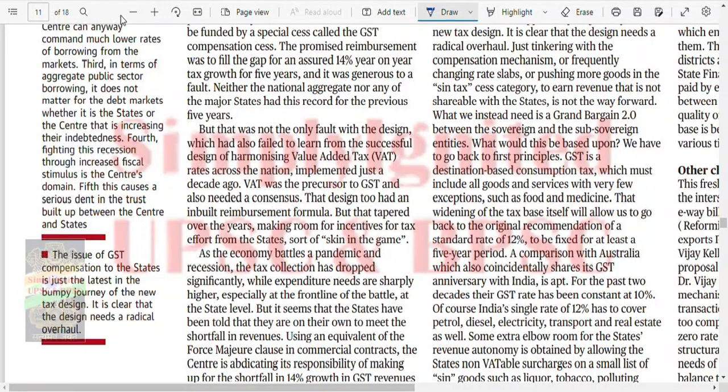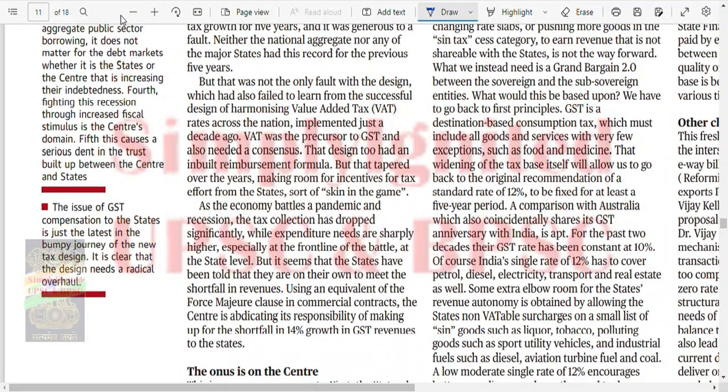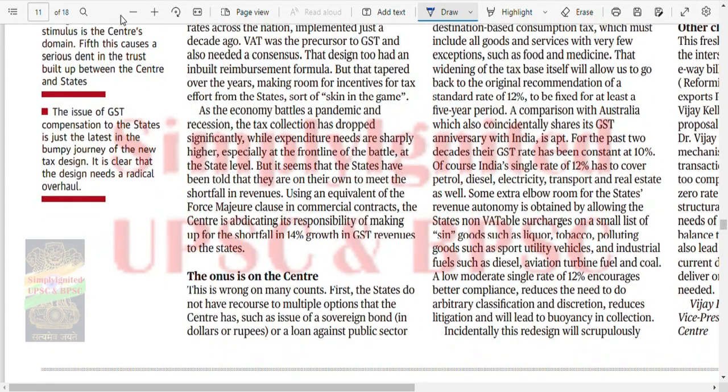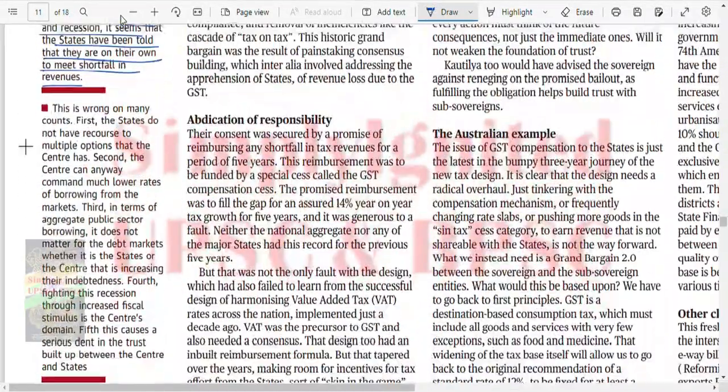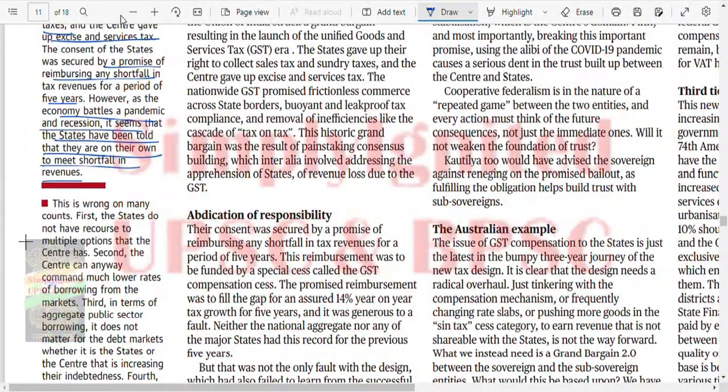Fourth, fighting the recession requires increased fiscal stimulus in the center domain. Fifth, this causes a serious debt interest between center and the state. The issue of GST compensation to states is just the latest in the bumpy journey of a new tax design. It is clear that the design needs a radical overhaul. There are 2-3 things here. This is the thing. States have been told that they are on their own to meet the shortfall revenue.